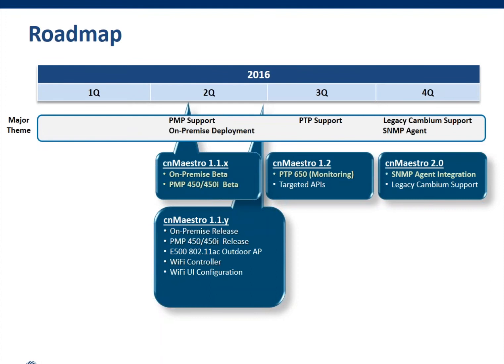In Q3, we'll begin to support PTP modes, so that introduces support for the PTP 650 monitoring and some targeted APIs that can be used to integrate cnMaestro with third-party applications. And by the end of the year, we're looking to develop an SNMP agent, which can be used to monitor legacy Cambium products like the PMP 100, 320, etc.